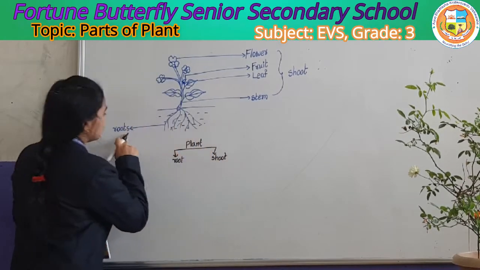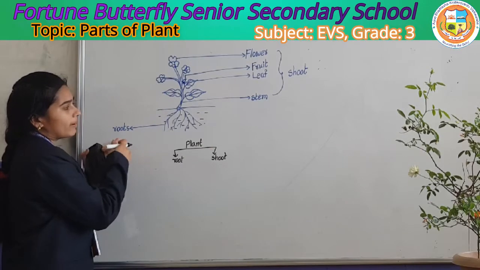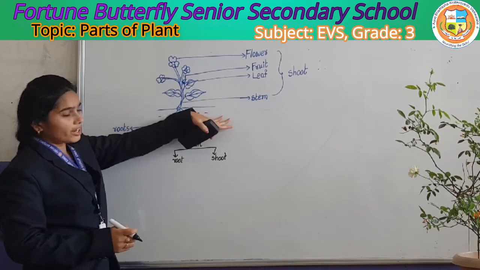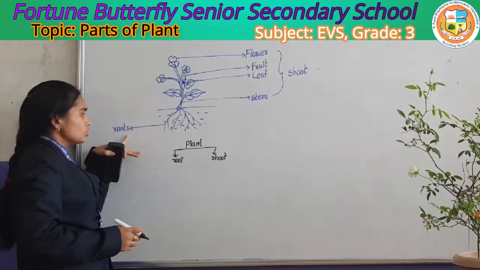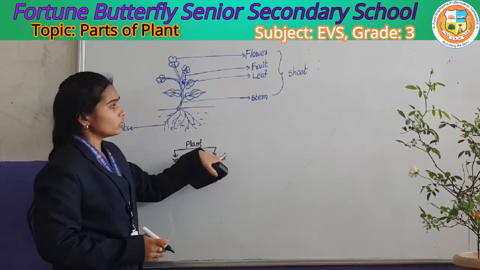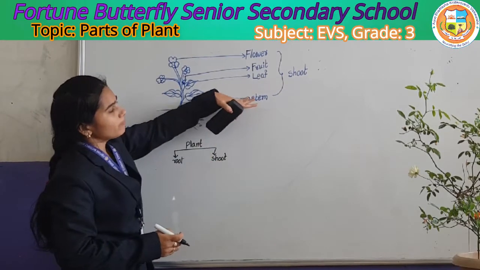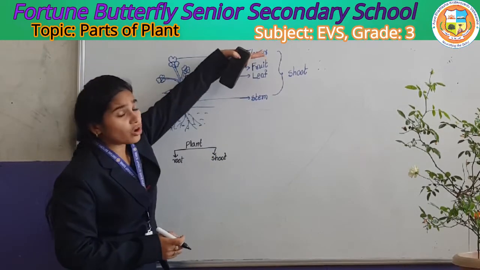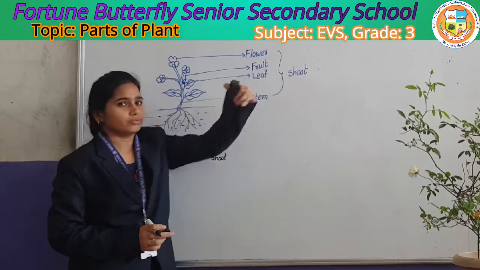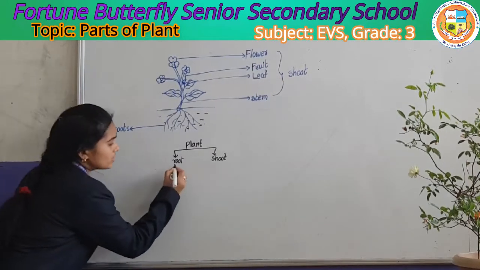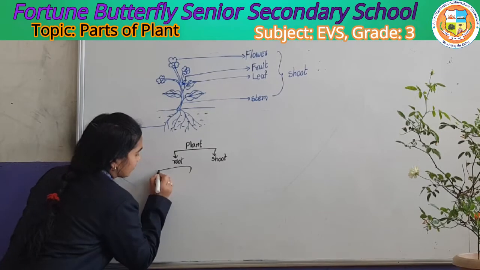Now coming to the root. The part of the plant that grows under the soil is called root. Now coming to the shoot. The part of the plant that grows above the soil is called shoot. Now the root system is mainly of two types.